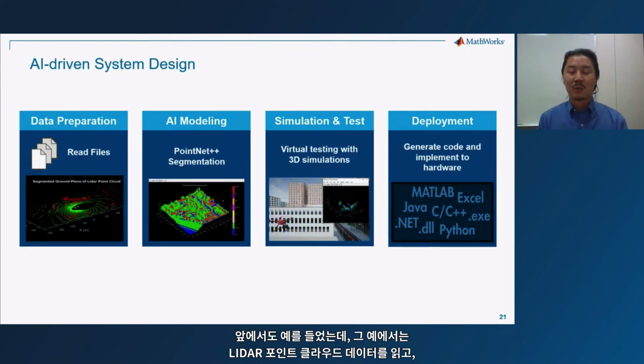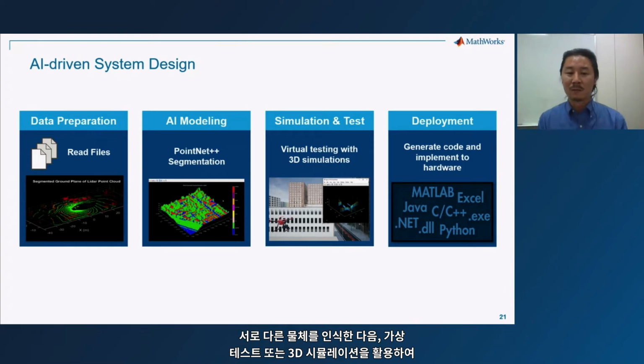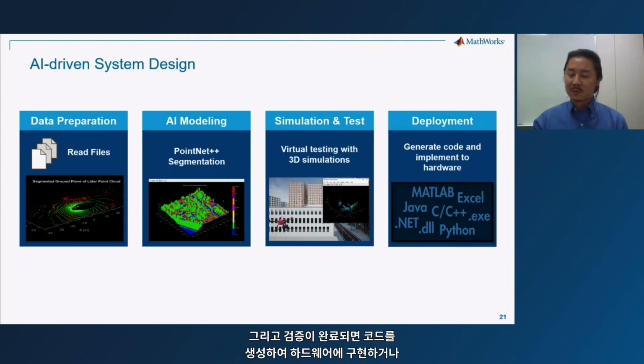Again, we saw an example previously, but in that previous example, we read in LiDAR point cloud data, did some pre-processing, and applied PointNet plus segmentation techniques to be able to recognize different objects. And then beyond that, you could utilize virtual testing or 3D simulations to verify that these algorithms are performing as expected. And once verification is complete, you could generate the code and implement it to hardware or deploy to some enterprise systems, right?